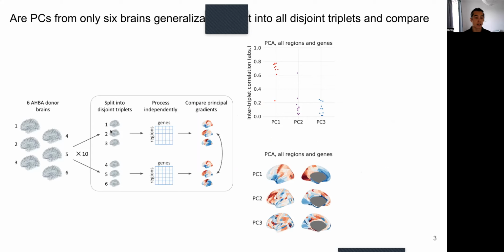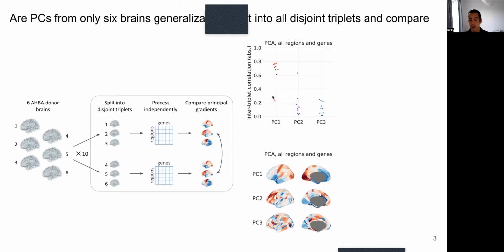The way we did that was splitting the 6 brains into 2 sets of disjoint triplets and processing those completely independently to get principal gradients, and then taking the absolute correlation between those sets of gradients, which came from completely different independent data sets of 3 brains. Then we repeated this for all 10 possible ways that you can split the 6 brains into disjoint triplets. The idea is that if we see the same or a similar enough result between any of the possible splits, that would suggest that if we were to get another 3 brains from the wild, so to speak, we would probably also get the same result. In other words, the result we're finding is generalizable.